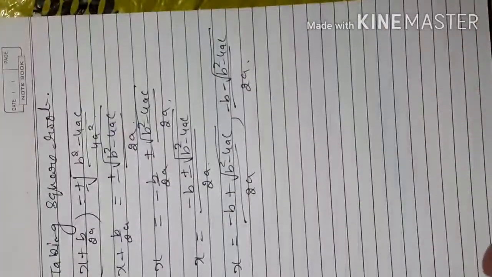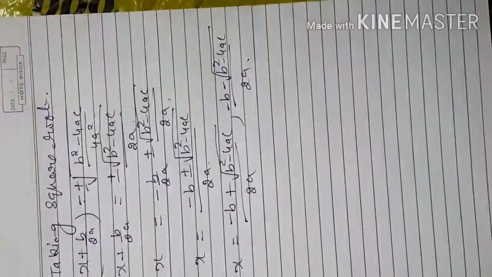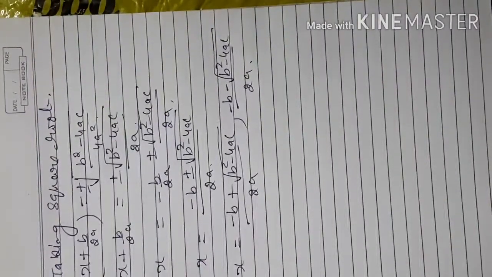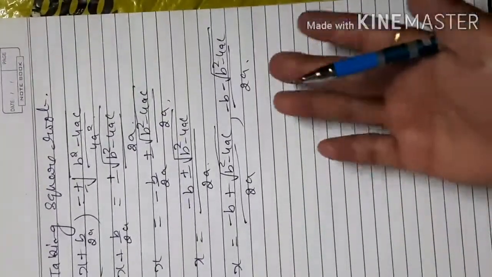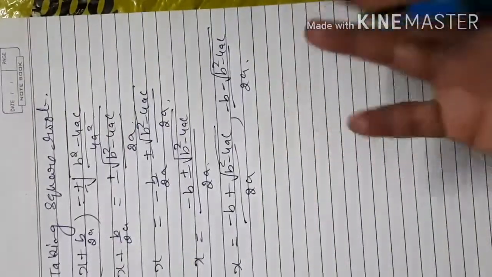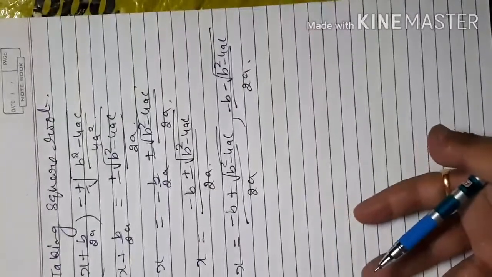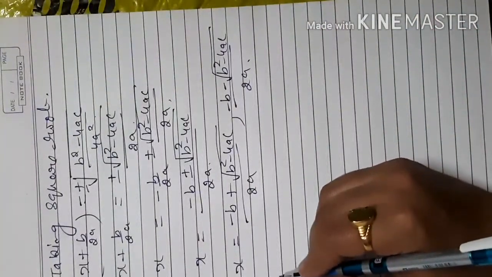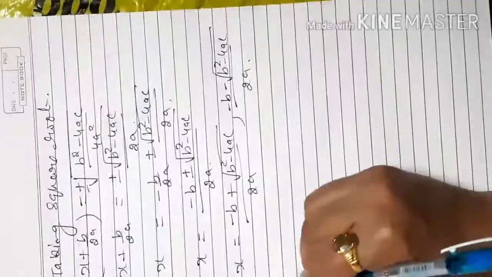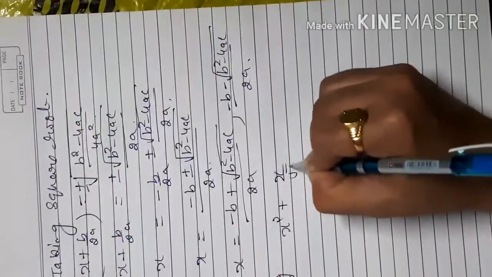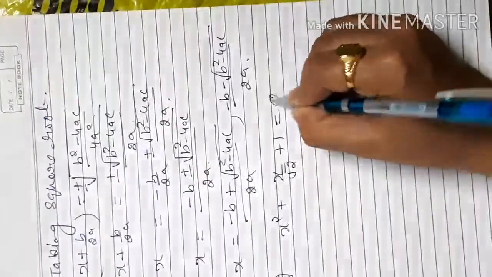Okay, now I apply it directly to a question when I'm going to solve it. So I have two methods. I can directly use this formula to find the value of x, or I can use this perfect square method that I used in deriving the formula. Suppose I have a question like, for example, find the value of x square plus x by root 2 plus 1 is equal to 0.